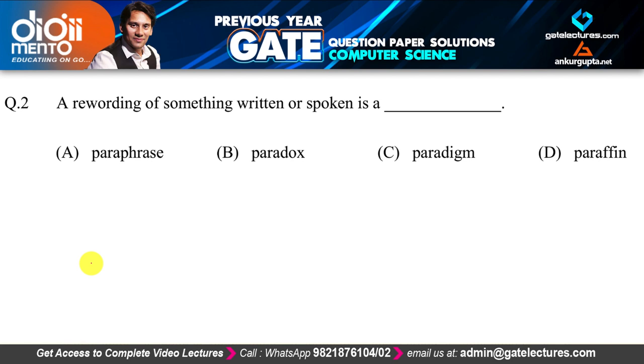A rewording of the following written or spoken is. So the word is rewording of something written or spoken. They have given four options. Number one is paraphrase. Second one is paradox. Third is paradigm. And fourth is paraffin. So let us find out the meaning of each and every one of them. But the correct answer here is option A, that is paraphrase. But let us read it out.